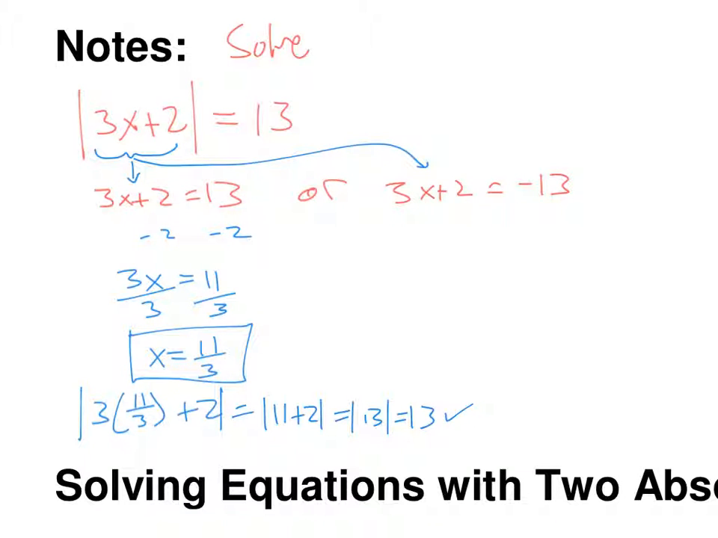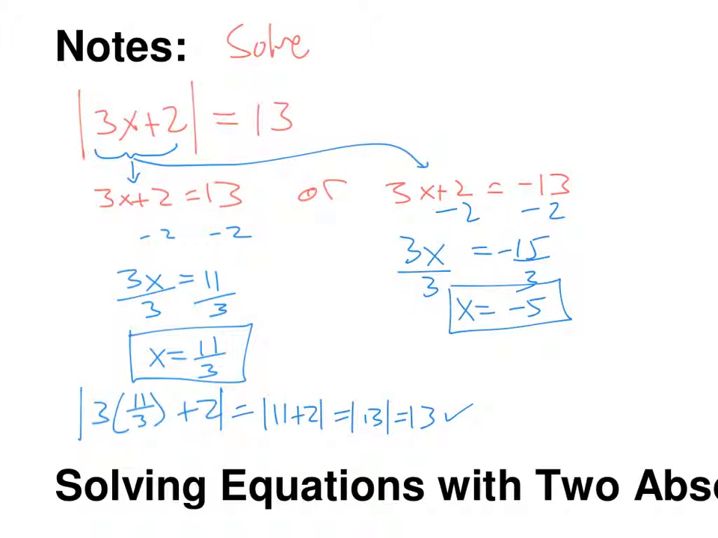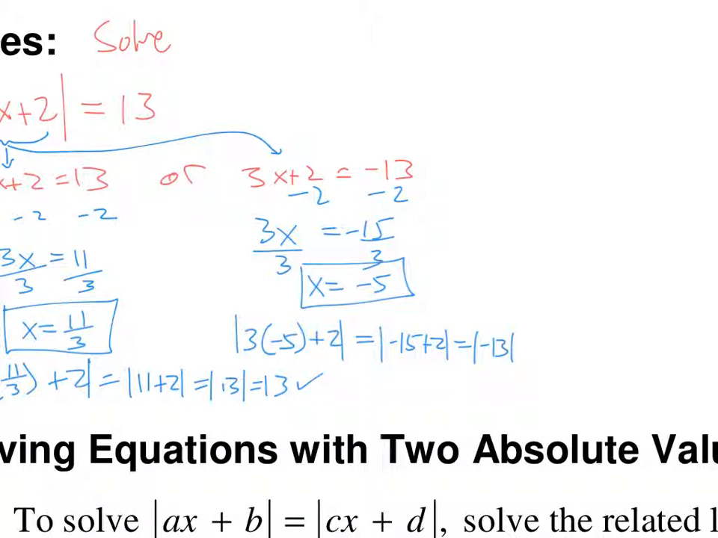That checks out. Let's try this one over here. Subtract 2, and we get 3x equals negative 15. Divide by 3, and we get x is negative 5. There's another answer. So plug in negative 5 to check: the absolute value of 3 times negative 5 plus 2. Well, 3 times negative 5 is negative 15, so this is the absolute value of negative 15 plus 2, and negative 15 plus 2 is negative 13. And the absolute value of negative 13 is 13. That checks out too. Got to check those answers to see if it really works.